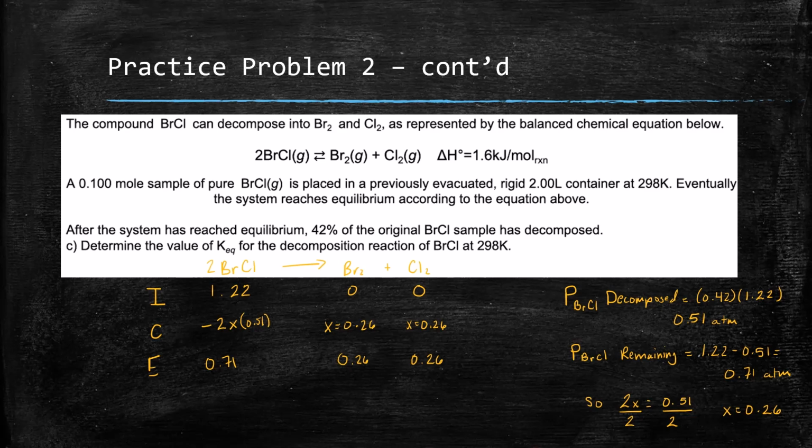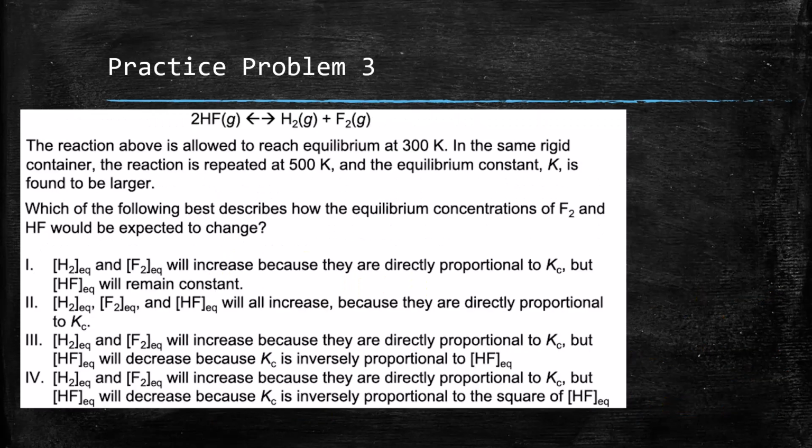So now that we've filled out our ice table, we can easily plug these into our calculations. And so when we plug it into our KEQ, you're going to get 0.26 times 0.26 divided by 0.71 squared, and you should end up with a KEQ of 0.13.